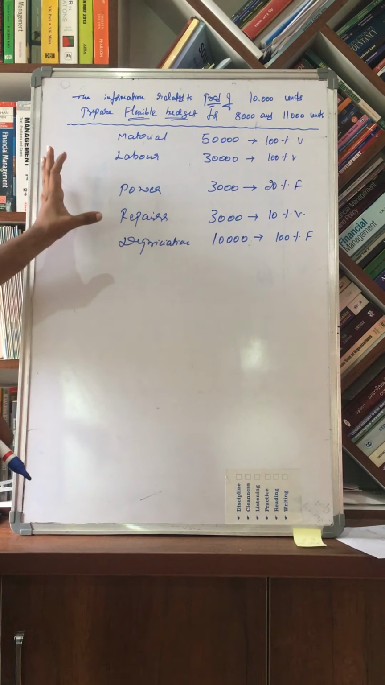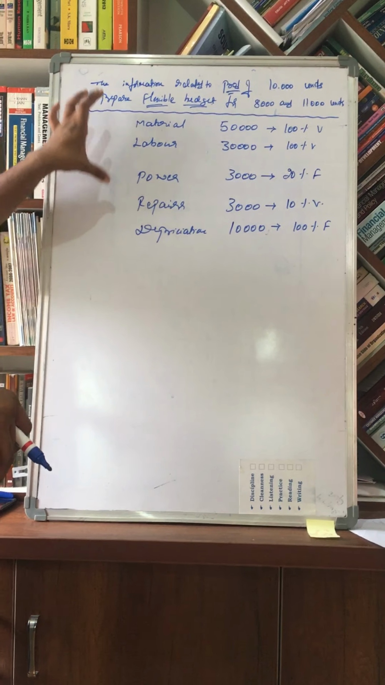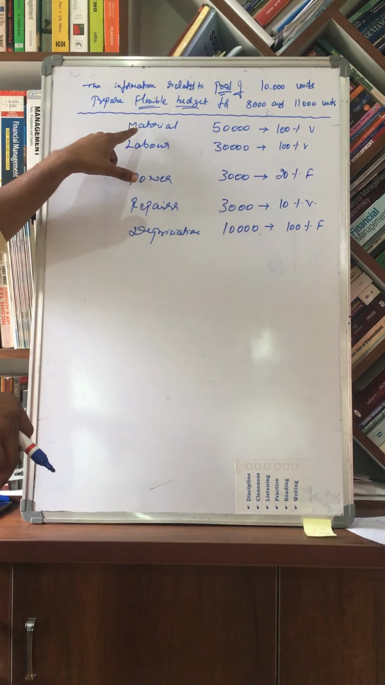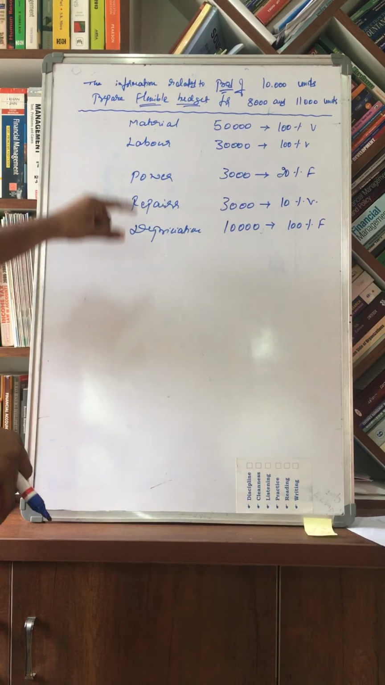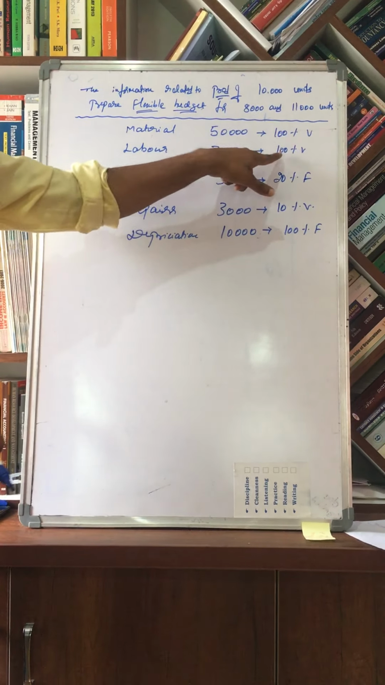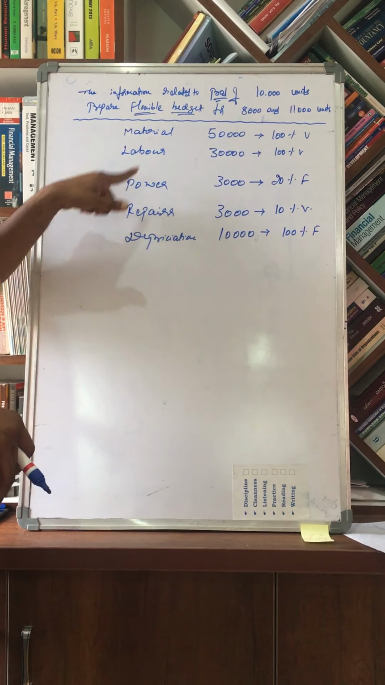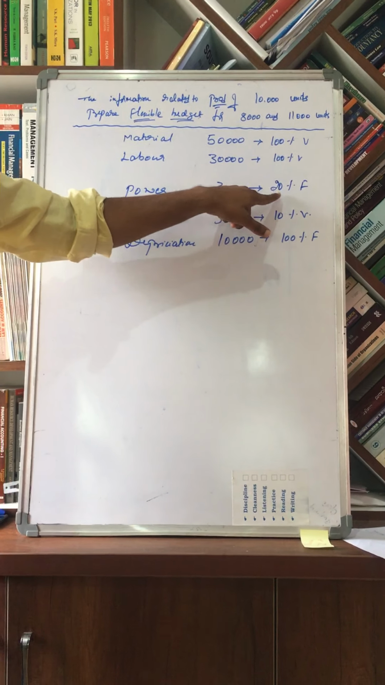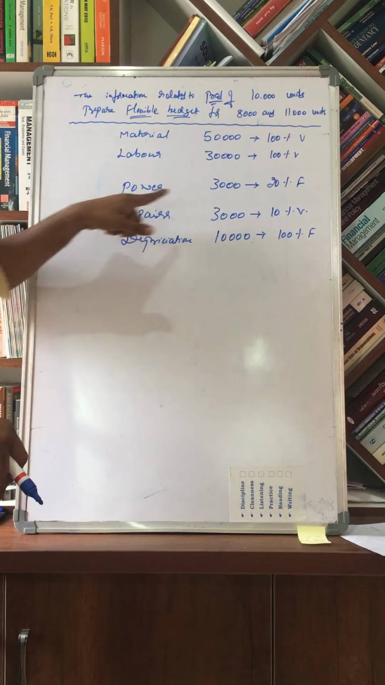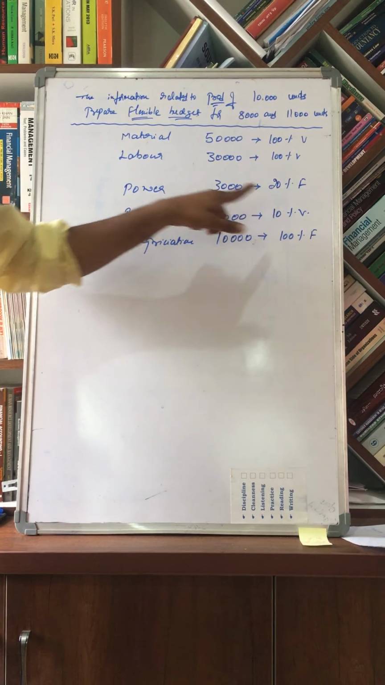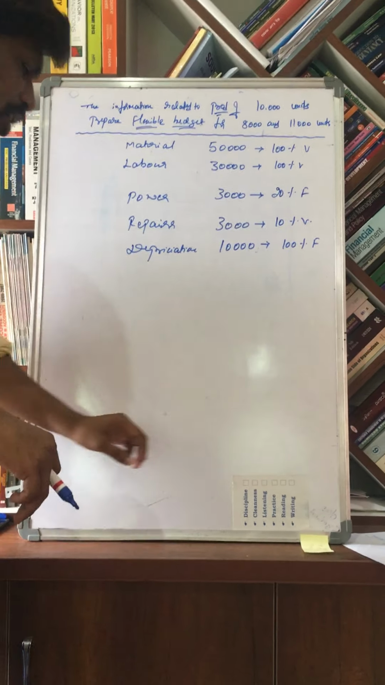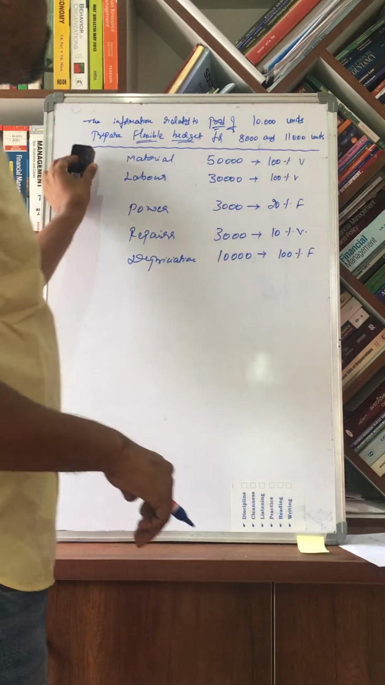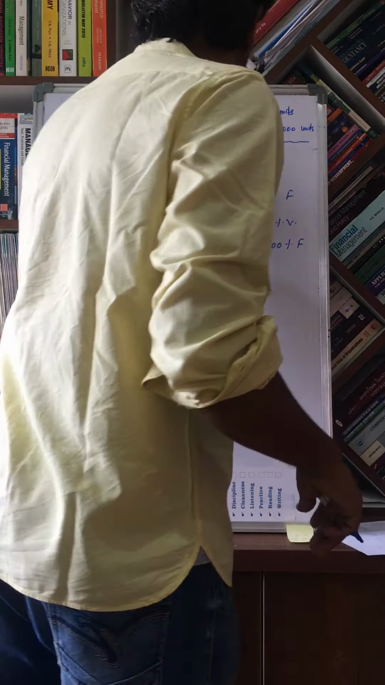In this information, they have given the different costs: material 50,000 rupees, 100% variable; labor 30,000, always 100% variable; power 3,000 rupees, 20% fixed; repairs 3,000, 10% variable; depreciation 10,000, 100% fixed. We have to do the problem for 8,000 and 11,000 units.